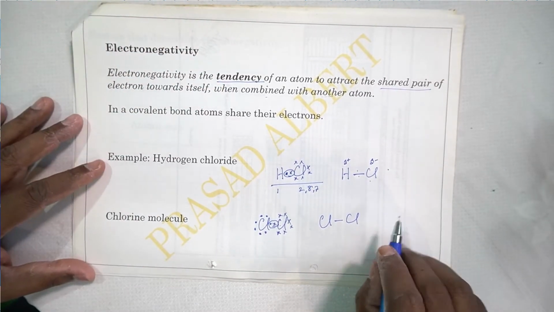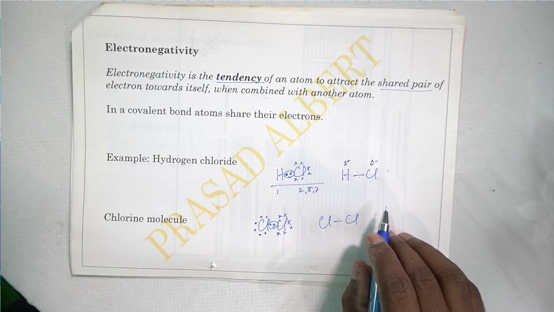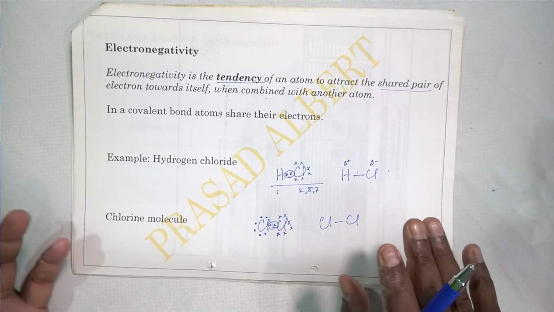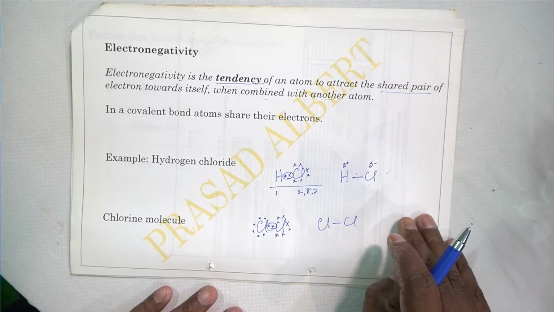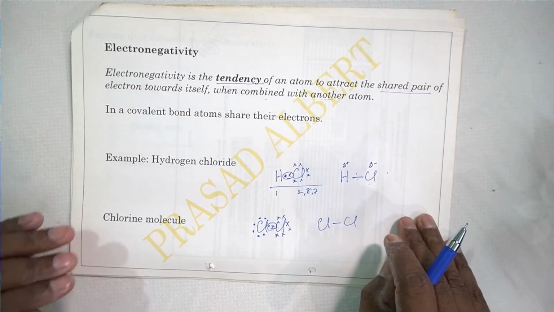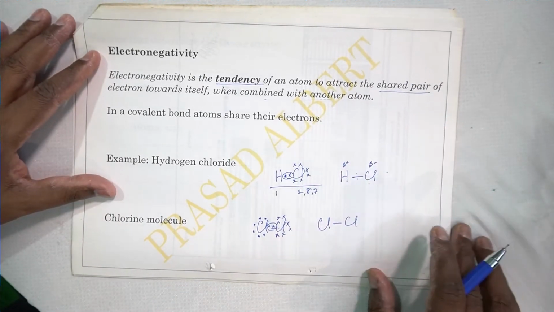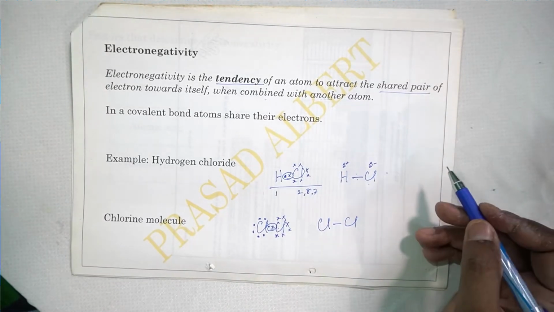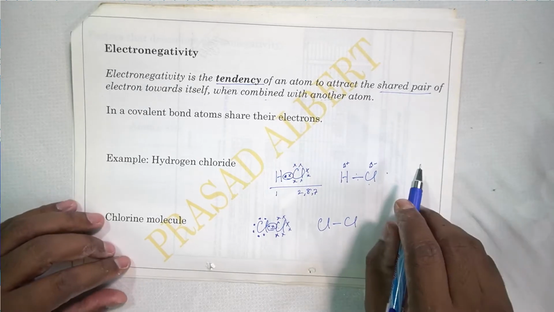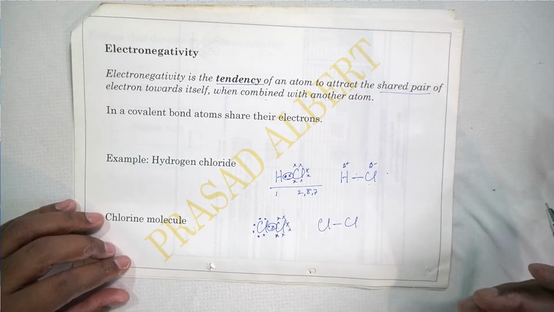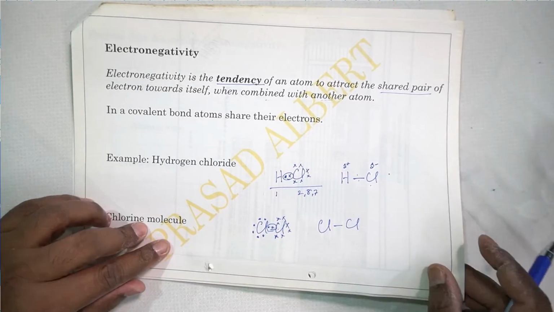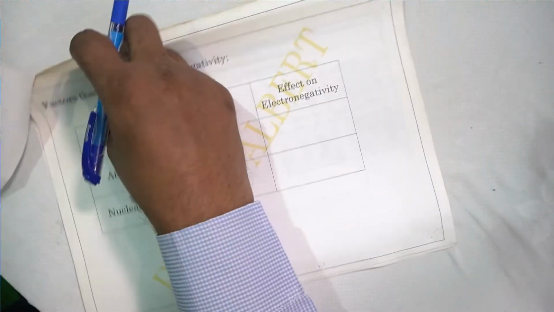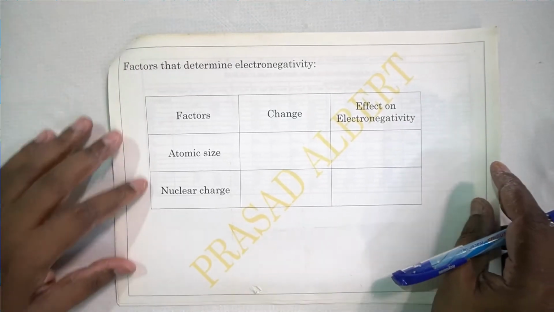So what I am trying to say is each atom has a certain tendency to attract electron pairs towards itself. This tendency is what is called electronegativity. What is electronegativity? Electronegativity is the tendency of an atom to attract the shared pair of electrons towards itself when combined with another atom. Now, let's see what the factors are that determine electronegativity.